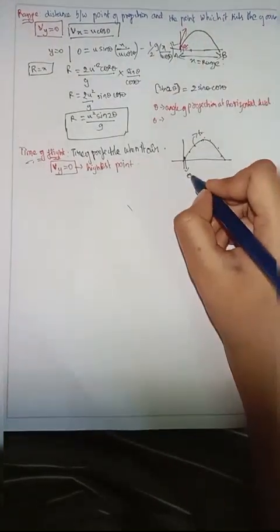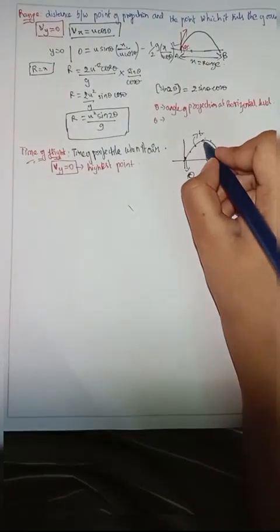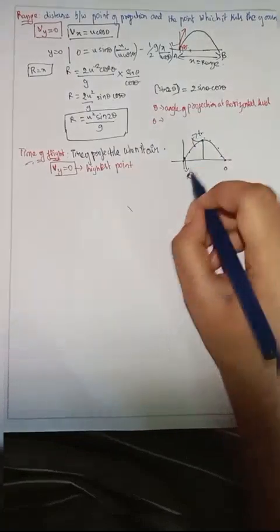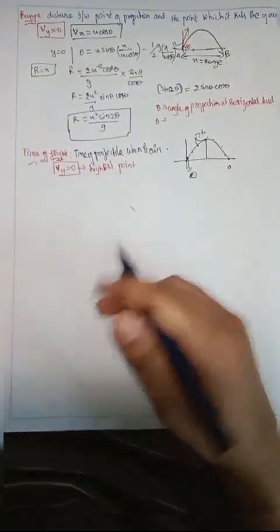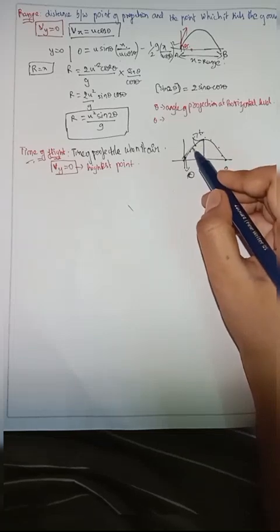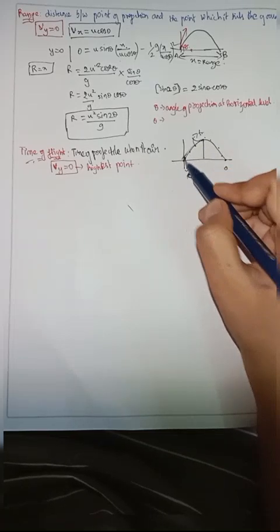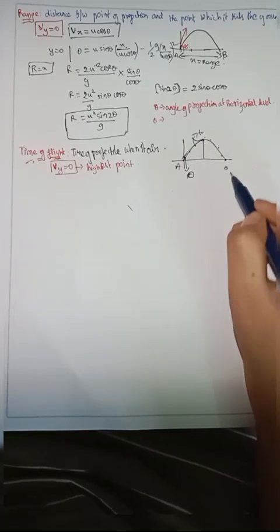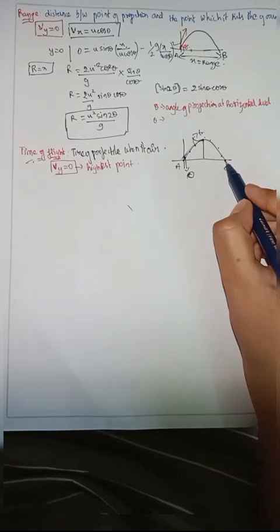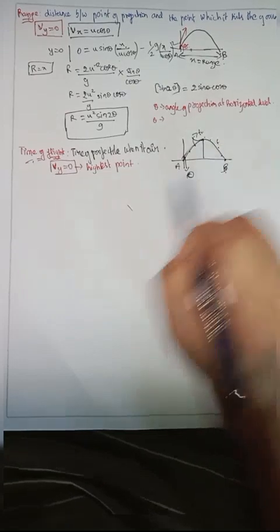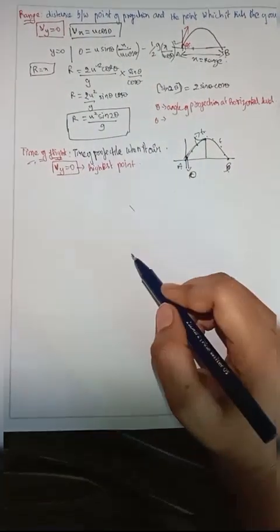At the point of projection time equals 0. From the point of projection to the highest point it takes time t, and from the highest point to when it reaches the ground it also takes time t. The total time of flight is what we have to consider.